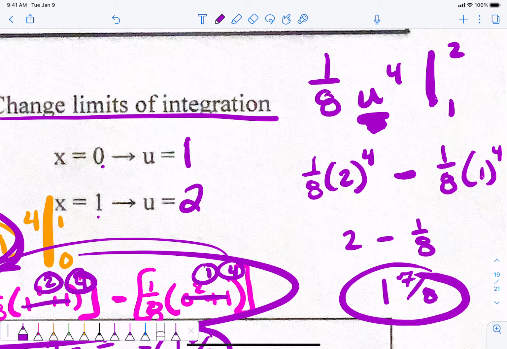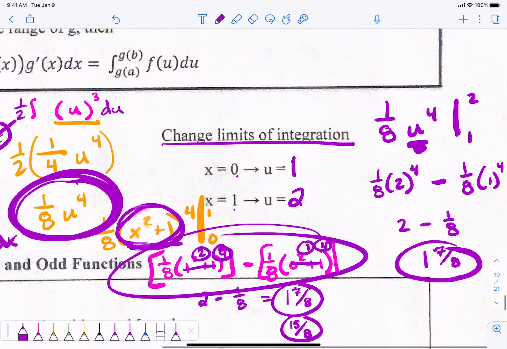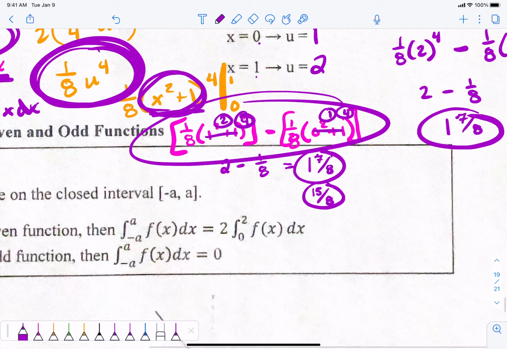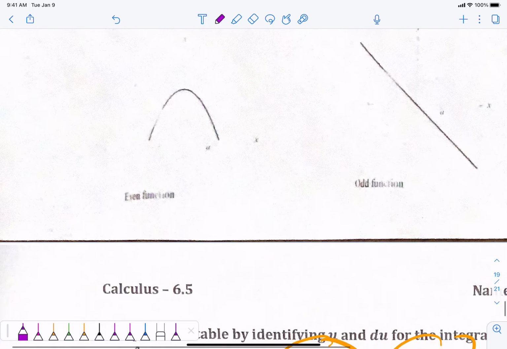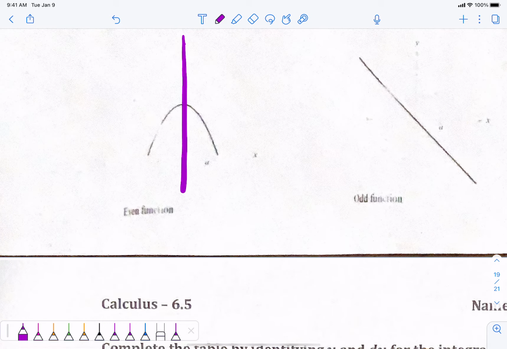You can either substitute your x's back in and write the whole thing out, or you can change your limits and not have to write the whole thing out and just leave it as u. Okay, happy with that? I know we've talked about this before. You can't see these bars very well, so draw those bars out.